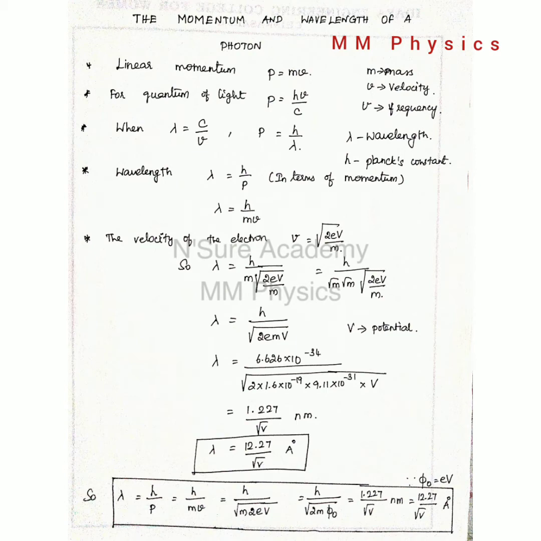h nu divided by c, where nu represents the frequency, h is Planck's constant and c is the speed of light. We know the relationship between the wavelength and the frequency, that is lambda equals c by nu. If we substitute the lambda value, then the momentum can be expressed as p equals h divided by lambda. So these are all the equations which relate the momentum with respect to the wavelength or frequency or speed of light or mass or velocity.